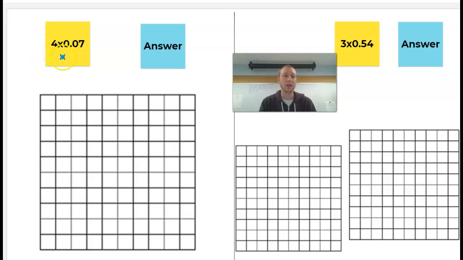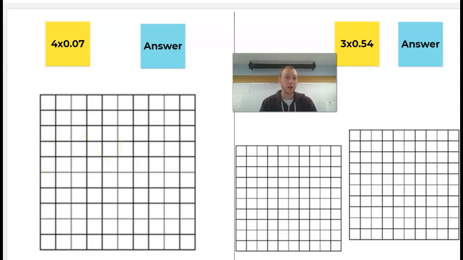So what does this actually mean? Well, it means that we've got 4 times 7/100ths, or we've got 7/100ths 4 times, right? 7/100ths, 7/100ths, 7/100ths, and 7/100ths. In reality, we're adding it 4 times, right? 7/100ths plus 7/100ths plus 7/100ths plus 7/100ths. So how do we model that? Well, I guess we can model it by shading in 7/100ths 4 different times, and then we can count it up and see what we got.